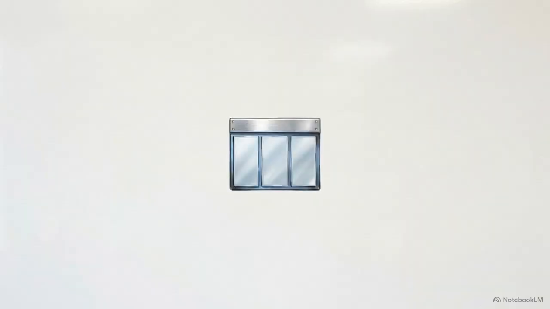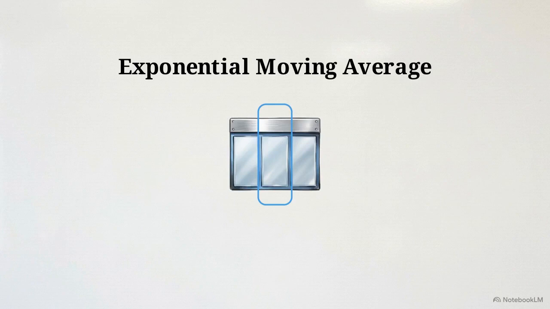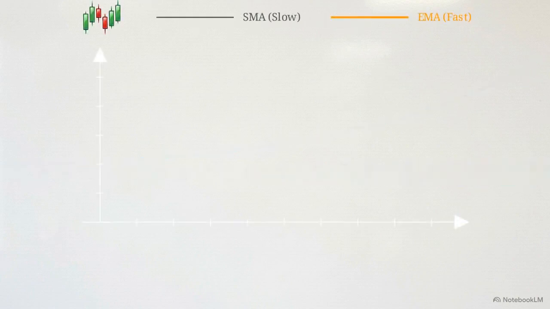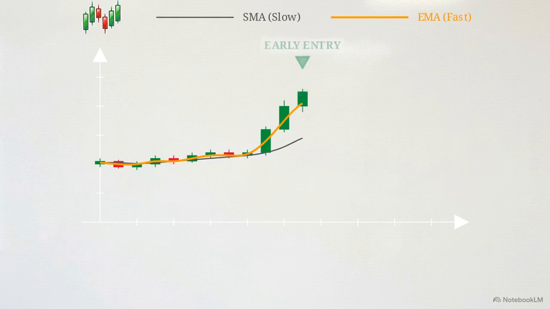That brings us to the exponential moving average, or EMA. The engine here applies a specific mathematical multiplier, forcing the indicator to place far heavier weight on the most recent price data. By front-loading the math, the EMA reacts to current events almost instantly. It allows you to enter and exit positions much faster than the SMA. The cost of that speed is the whipsaw effect.